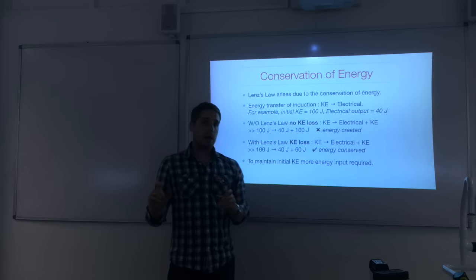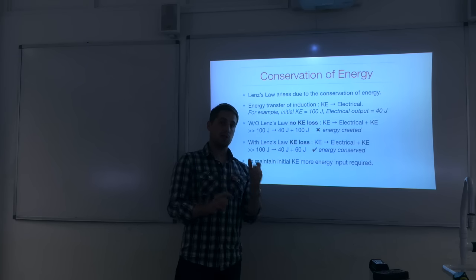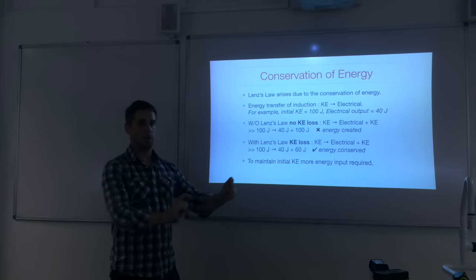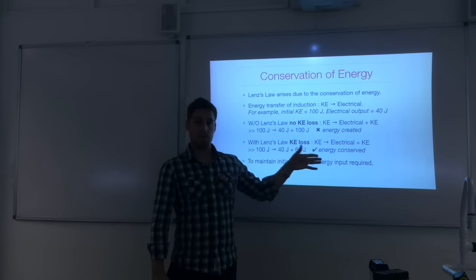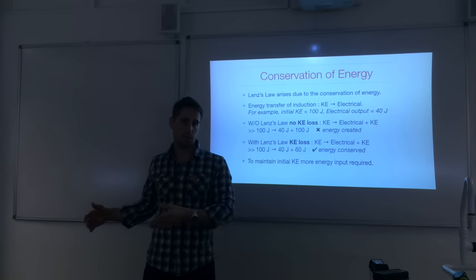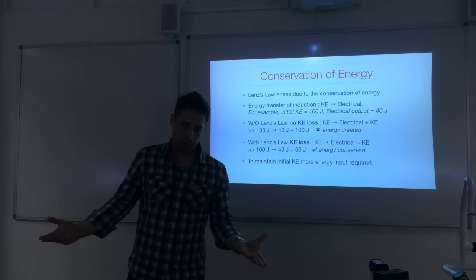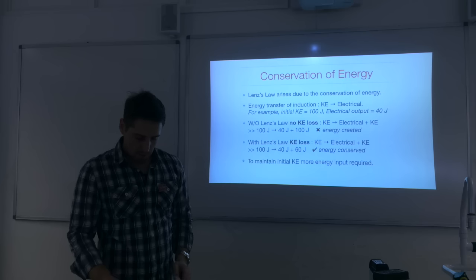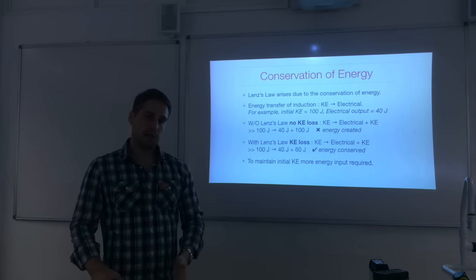If you want to maintain that 100 joules of kinetic energy for the magnet, if you want to keep it moving at a constant speed, then you're going to need to input more energy. So you need to find that from somewhere, like chemical energy would be a good example. So you keep putting more chemical energy in and you can maintain your KE.